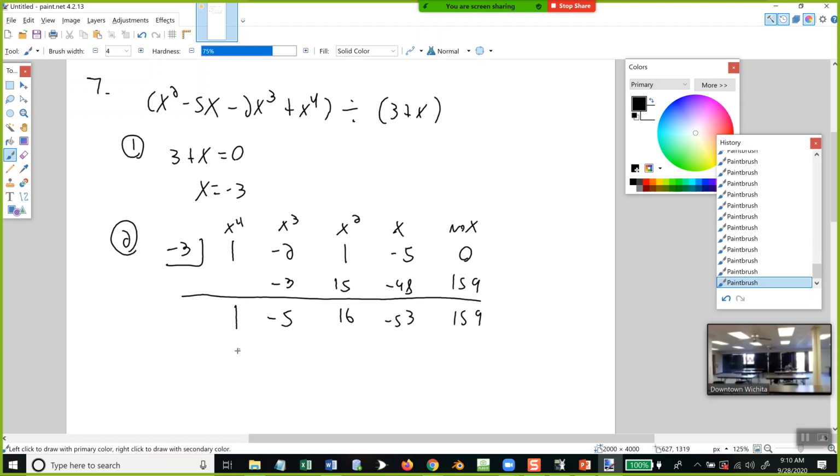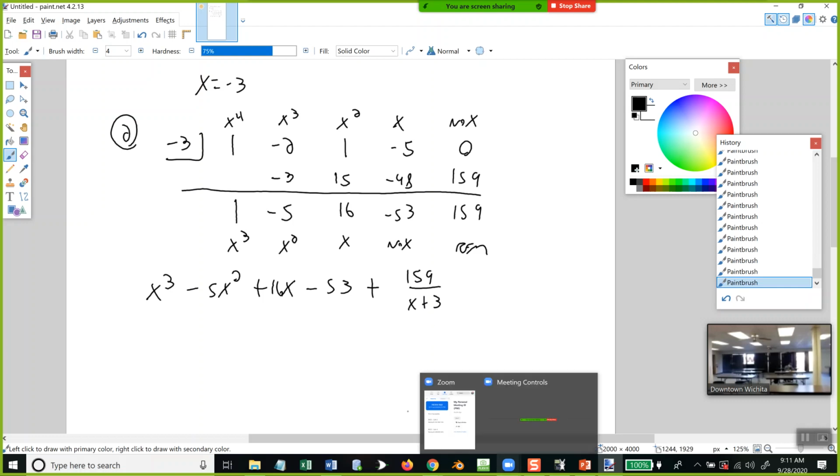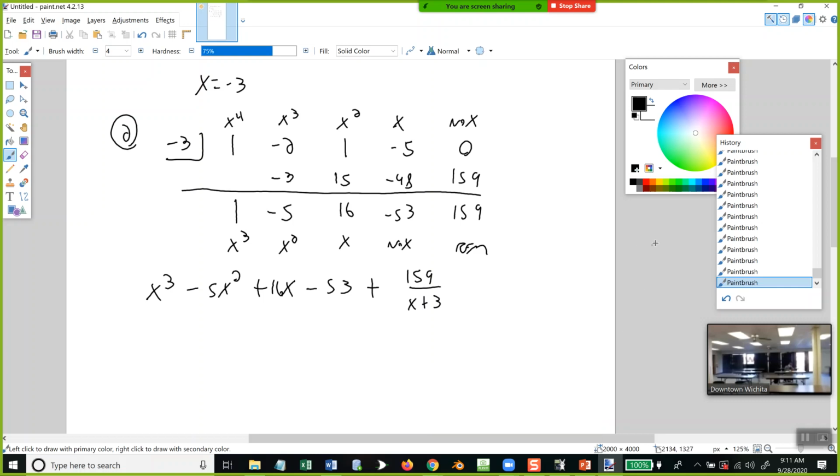Now this was x to the fourth. This will be 1 degree lower, so that'll be x to the third. This will be x squared, x, no x, and our remainder. So our answer is going to be x to the third minus 5x squared plus 16x minus 53 plus our remainder over what we're dividing by, which would be x plus 3. And that'd be our answer.